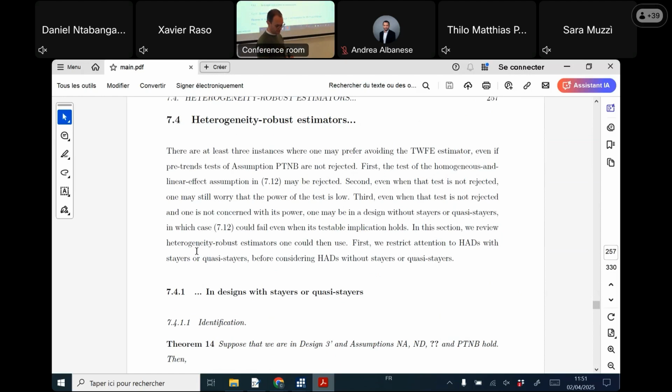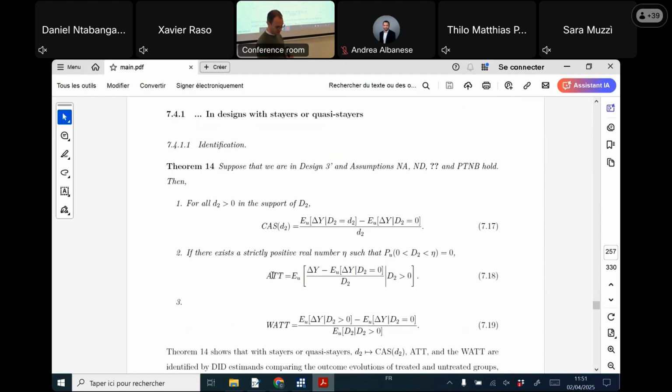So if you have stayers or quasi-stayers, then identification is relatively straightforward. You can show that, for instance, what is identified by what we sometimes call a Wald Diff-in-diff, a Diff-in-diff normalized by something, where we compare the outcome evolution of the treated to the outcome evolution of the untreated, which, if we assume that we have quasi-stayers, then in a sample, we will not have anyone that's untreated, but in the population, hypothetically, we can imagine that we have untreated. And then we will just scale this comparison of the outcome evolutions of the treated and untreated by the average treatment dose of the treated.